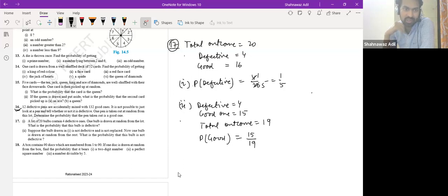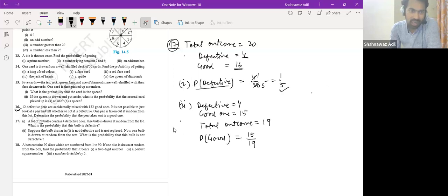Yes, Amar, do you have any question? Can you explain the question one more time? Yeah. So we have a lot of 20 bulbs, and in this lot, 4 bulbs are defective ones. So 4 are defective and 16 are good ones, right? The first question was, what is the probability of a defective one? So favorable is 4 and total is 20. So 4 by 20. This part is clear, right?